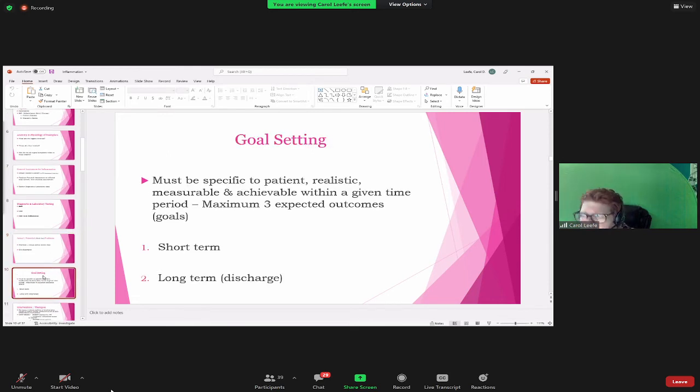So planning, with goal setting for your patient. Okay, goals can be short-term or long-term, things that happen within a week or 2 weeks, and then what you want to see happen by discharge. They need to be patient specific, okay, realistic, measurable, and achievable within that given time that you allow it. Okay. Maximum 3 expected outcomes.